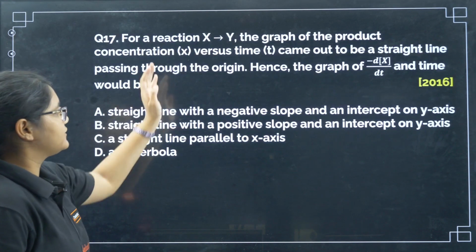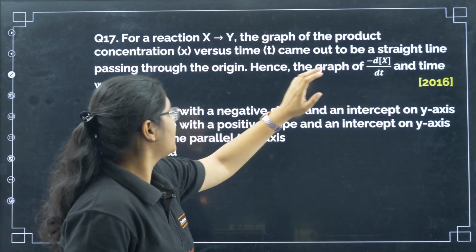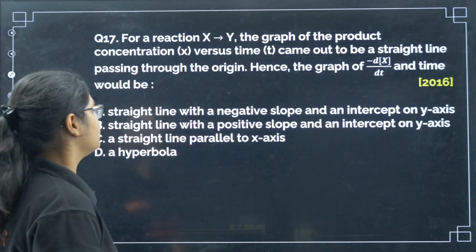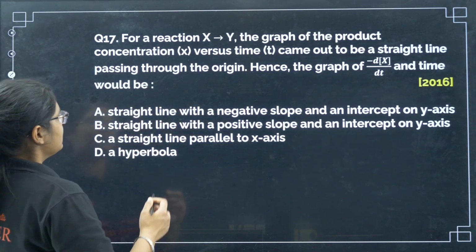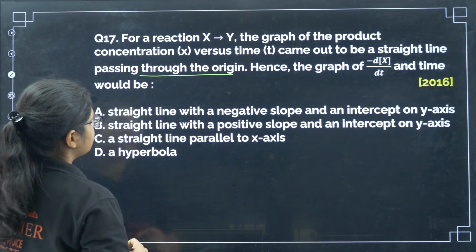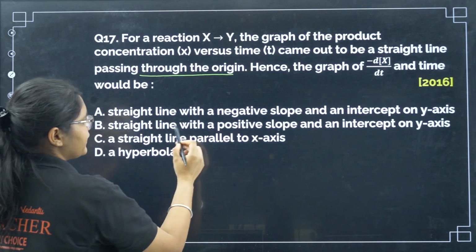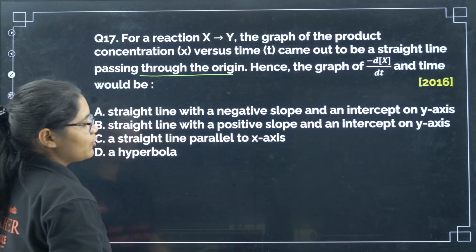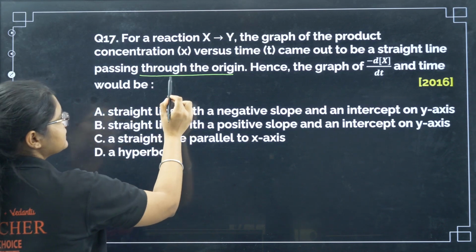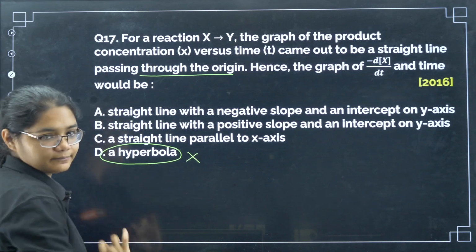Next, for a reaction X to Y, the graph of the product concentration versus time came out to be a straight line passing through the origin. The graph of minus dx by dt and time would be. So it is a straight line passing through the origin, right? And we have these options: a straight line with a negative slope and an intercept on y-axis, a straight line with a positive slope and an intercept on y-axis, a straight line parallel to x-axis, a hyperbola. First of all, it is given that it is a straight line, so hyperbola cannot be the answer, right?